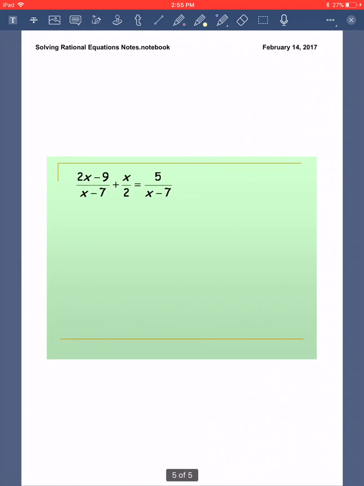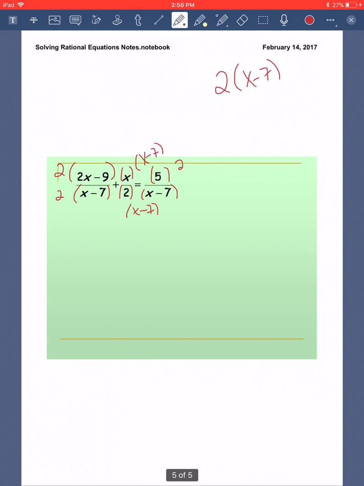Last step, I have 2x minus 9 over x minus 7 plus x over 2 equals 5 over x minus 7. So I need to get a common denominator. So x minus 7, 2, and x minus 7, which means I have a good common denominator of 2 times x minus 7. So 2x minus 9, I'm going to multiply top and bottom by 2. x over 2, I'm going to multiply top and bottom by x minus 7. And then 5 over x minus 7, I'm going to multiply top and bottom by 2.